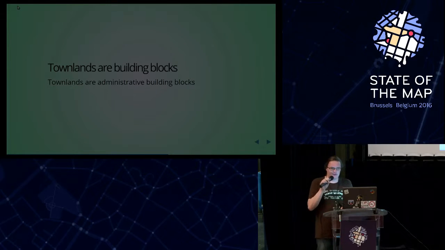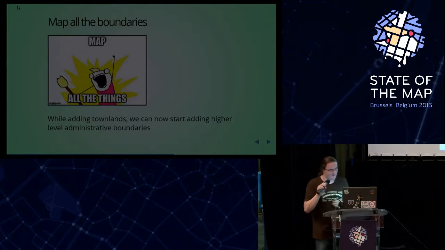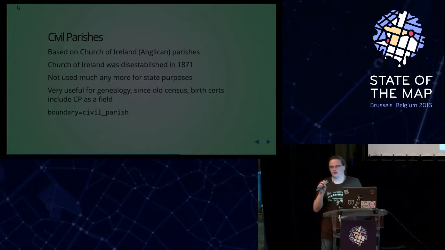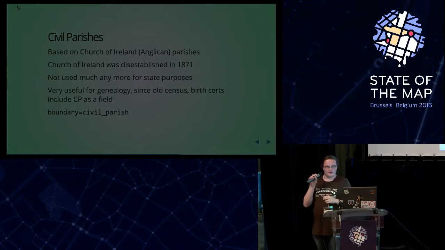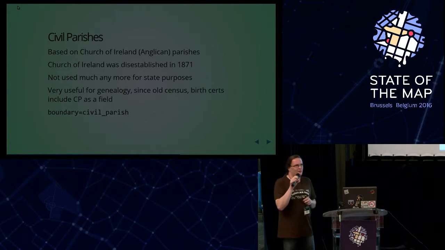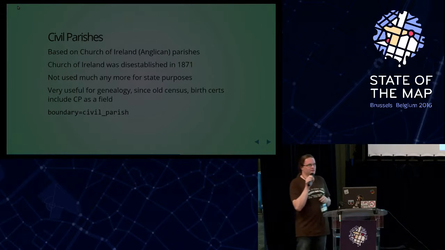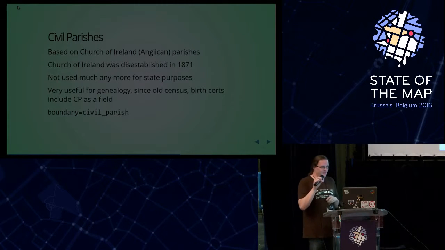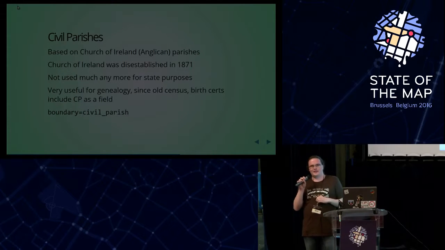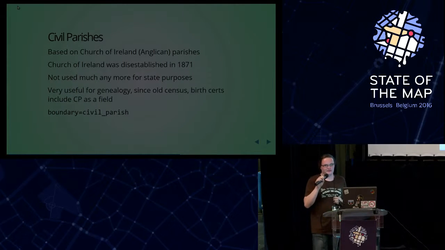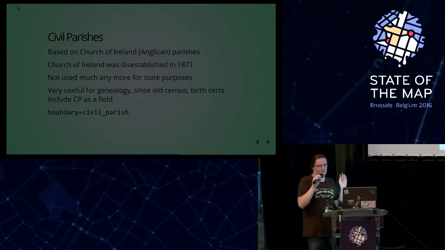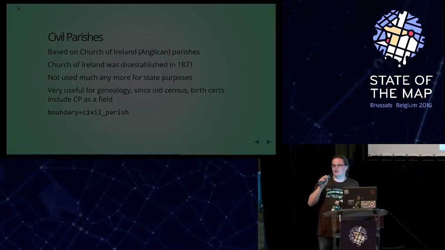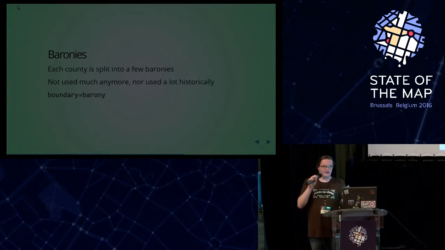Once we have the data, we can build other administrative boundaries. We can map all the things. Some of the other high-level ones, both historic and non-historic: civil parishes were from the Church of Ireland, sort of like the Church of England, but in Ireland. No longer the state religion as of 1871. Not really used for modern purposes now. Well, unless you're in the Church of Ireland, I'm not sure. Maybe it's changed. Anyway, civil parishes are used a lot for genealogy purposes and records. So again, you can search based on that.